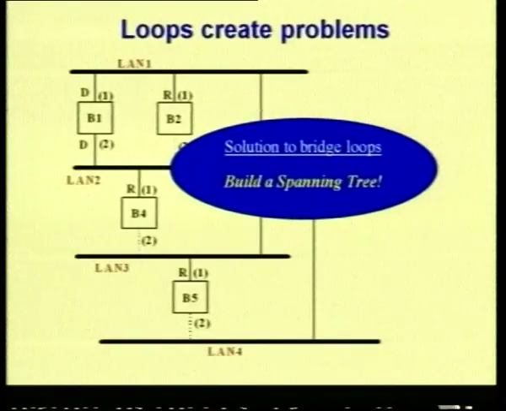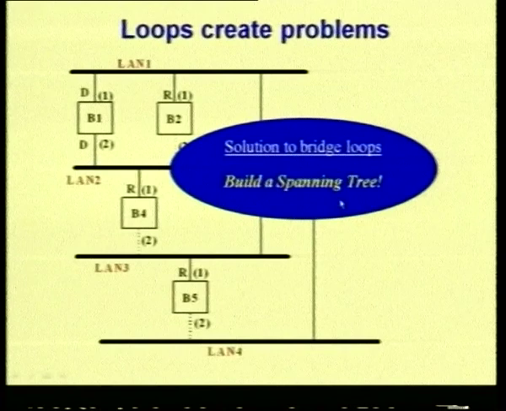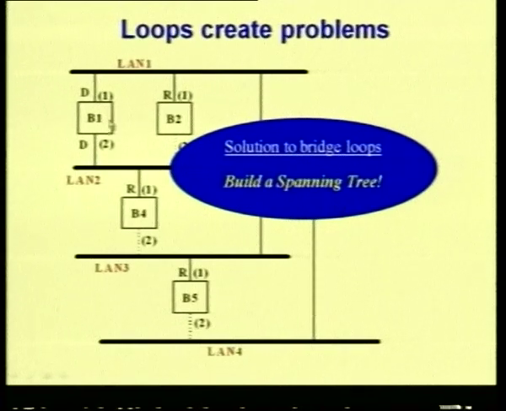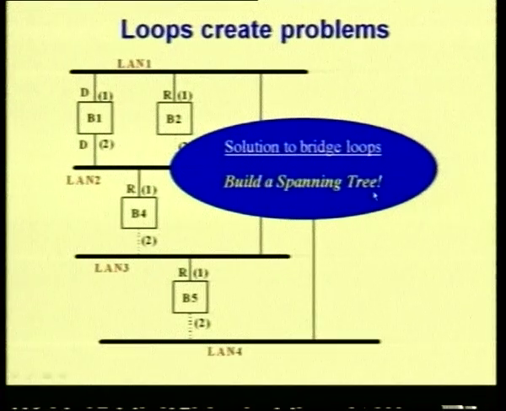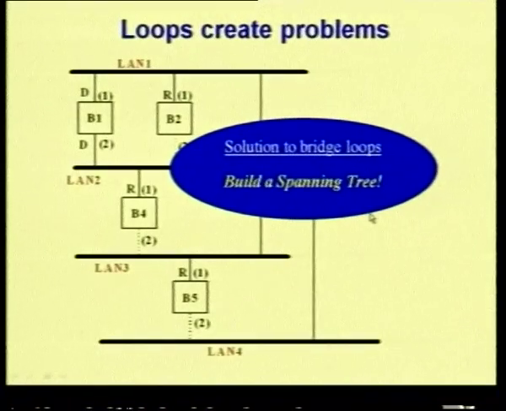The solution to bridge loops is basically by means of what's called a spanning tree. So you need to build a spanning tree on this connection of bridges, such that you are able to find a path to go from one LAN to any other LAN without causing loops. Remember what we have in terms of a spanning tree. A spanning tree is basically a structure which will allow you to cover all the nodes that you have in a network, in a graph, without loops. So that is what is used in bridges also to avoid these loops.